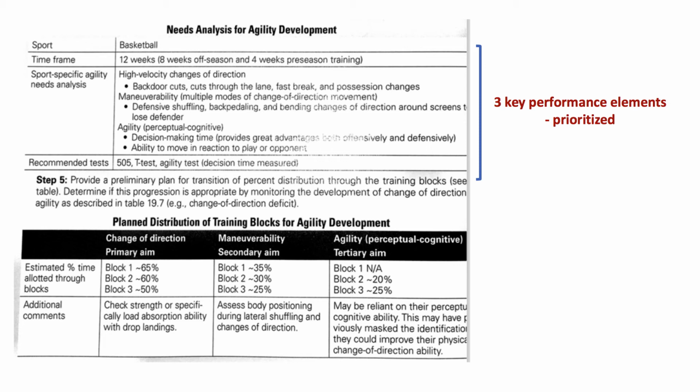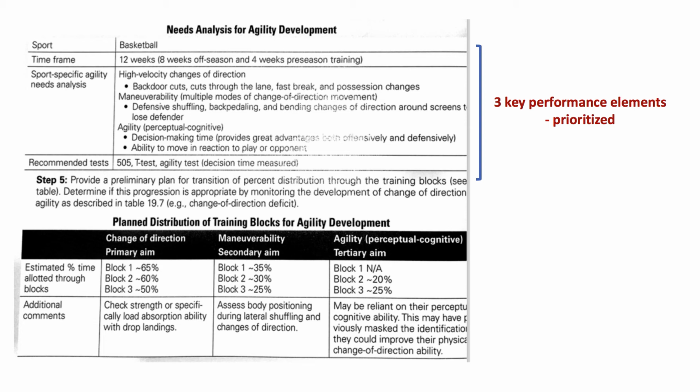After the sport-specific agility needs analysis has been done, they recommended tests or assessments to determine the individual's agility level. So this was the 505 test, the T-test, and the agility test with decision time measured. Okay, so they used that. And then the next step was to provide a preliminary plan for transition of percentage distribution through the training blocks. And as you can see down below, we have change of direction as a primary aim, maneuverability as a secondary aim, and agility, the perceptual cognitive, as a tertiary aim, the third aim. Okay, and you can see in each block that they've set aside for training, which is approximately 4 weeks. So 3 blocks of 4 weeks is 12 weeks total.